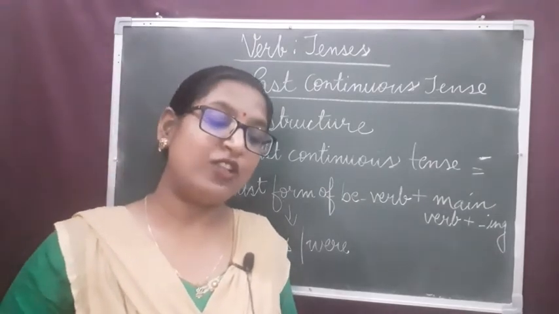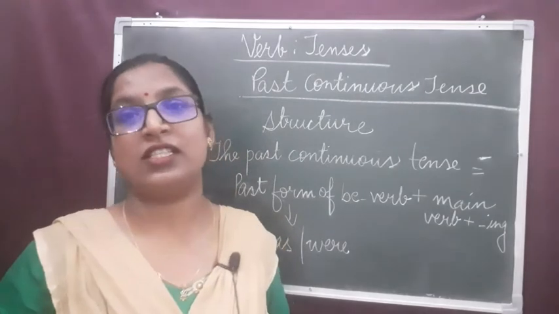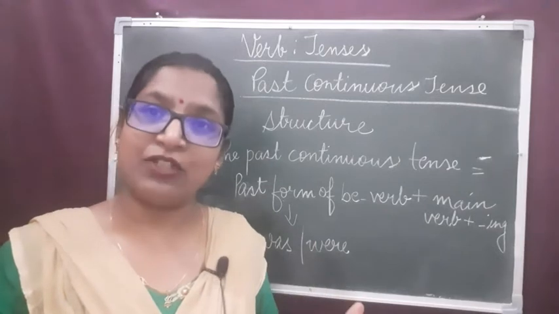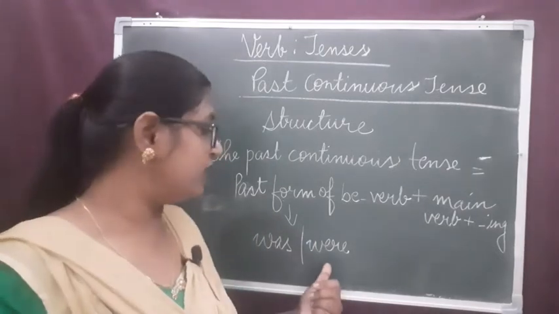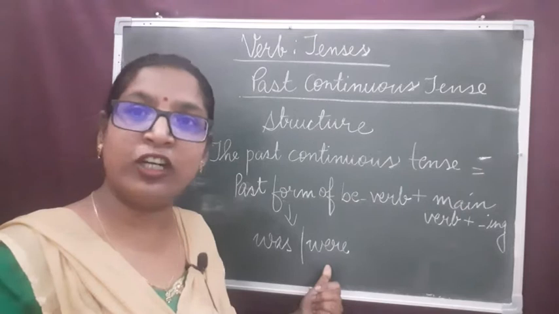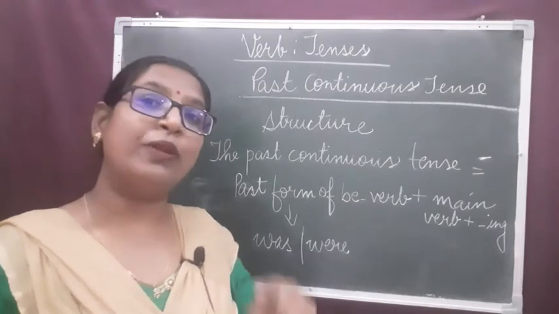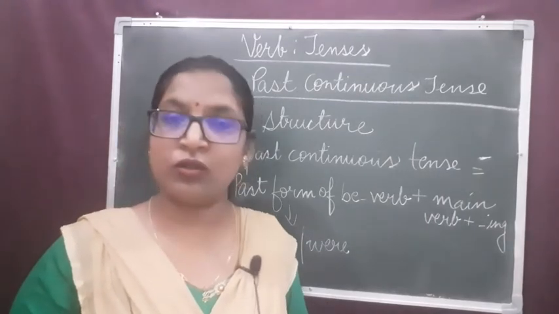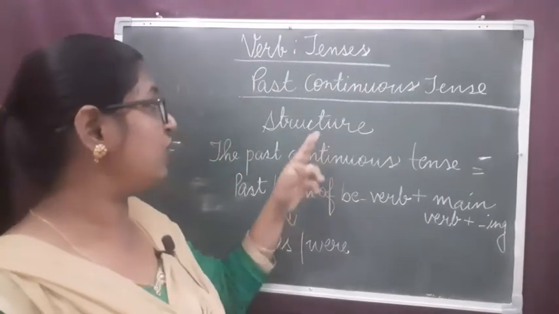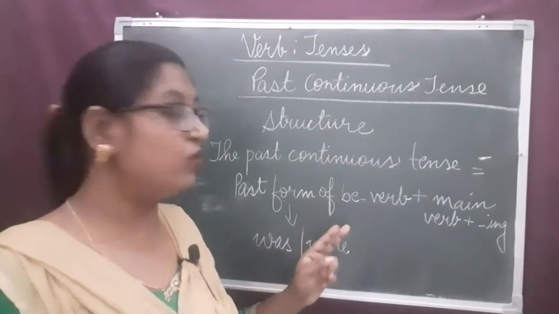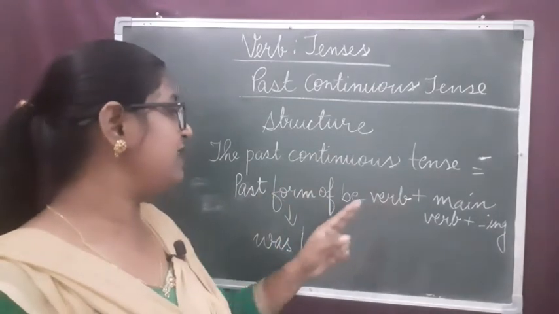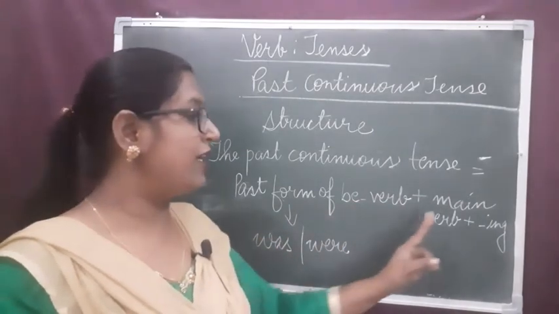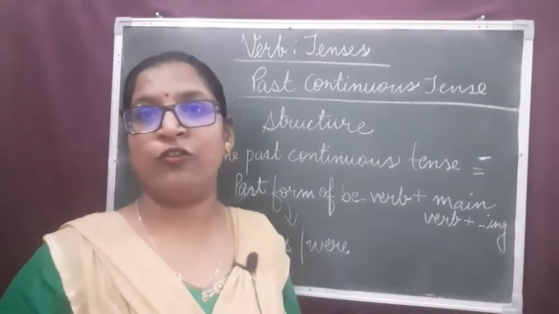They were playing together without any noise. Dear children, here the subject is plural, so with the plural subject we use the helping verb were. They were playing. Playing is the ing form of the verb. So I think the structure of past continuous tense is clear to you all. Past continuous tense is equal to the past form of be verb, that is was or were, plus main verb plus ing form.